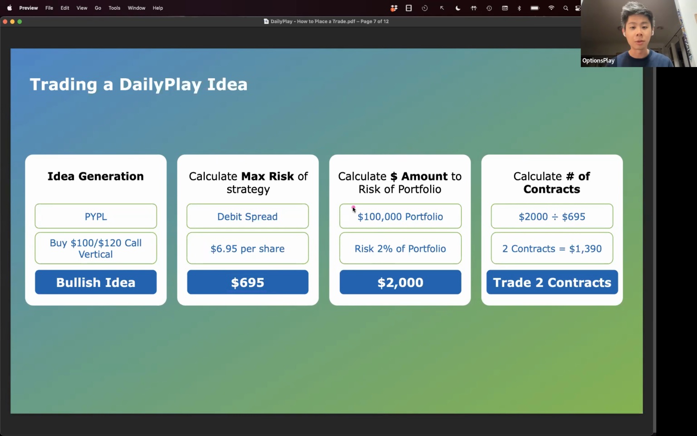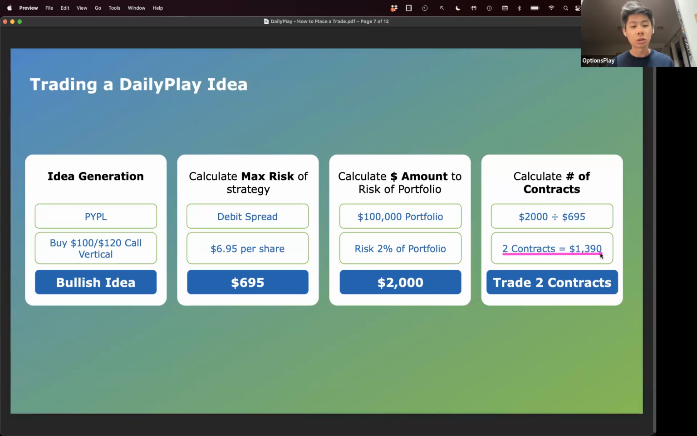I'm going to assume, again, a $100,000 portfolio, and let's say I'm willing to risk 2% of my total portfolio. We're going to come back at a later date to dive into why the 2% rule is so important. You can risk more, but you can potentially get yourself into some trouble if you risk more per trade. But let's say you're willing to risk 2% of your account per trade, that's $2,000. That means you can trade a total of 2 contracts and stay below your $2,000 max risk. That comes out to $1,390 in total risk if you traded 2 contracts.